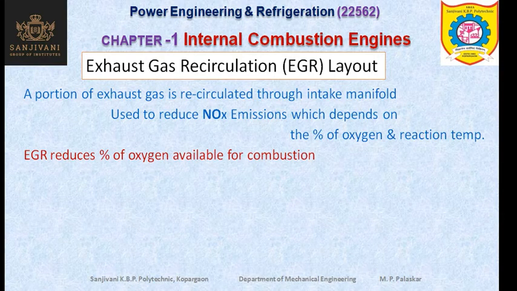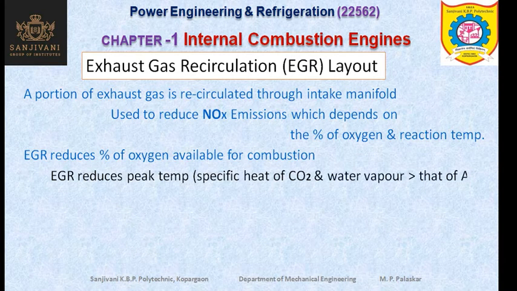So EGR will reduce the percentage of oxygen available for combustion, because the exhaust gases are coming back inside the engine cylinder partly. So they will occupy some space, and automatically the air which is entering the cylinder will be less, or the oxygen present inside the combustion chamber will be reduced, because some space will be occupied by the exhaust gases.